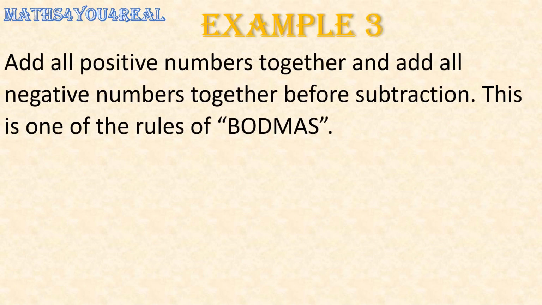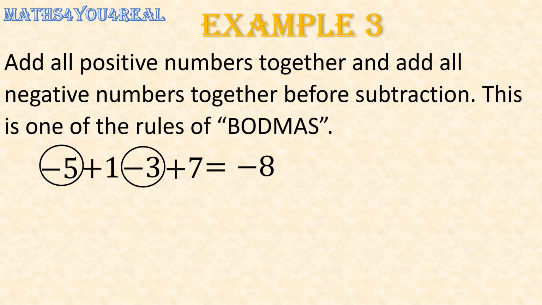Example 3. Add all positive numbers together, and add all negative numbers together before subtraction. This is one of the rules of BODMAS. Let's consider the following examples. Minus 5 plus 1 minus 3 plus 7. Adding the negative numbers first, we have minus 5 minus 3 is equal to minus 8. And plus 1 plus 7 is equal to plus 8. Therefore, minus 8 plus 8 is equal to 0.